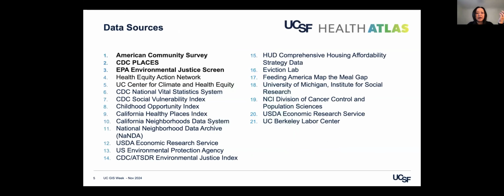This data is taken largely from public sources. So this is American Community Survey data, CDC Places, EPA Environmental Justice Screen. We are kind of like a middleman where we're just curating data from different sources that we think is reliable and useful for work in public health. And we're putting it all in one place so that the users can explore, figure out what they want, and then use the maps and data for their own work.